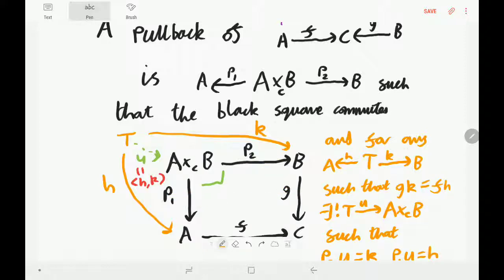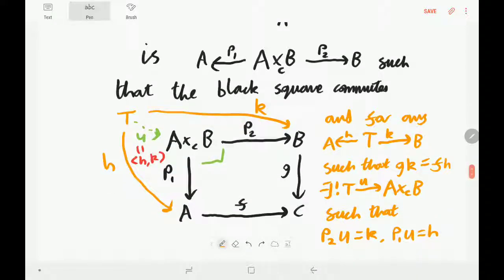And secondly, it has to have the property that for any T with arrows H into A and K into B, such that FH is GK, there has to exist a unique U from T to A times over C B, which makes this diagram commute. So we have P1 after U is H, and P2 after U is K. All right, so that's what a pullback is.